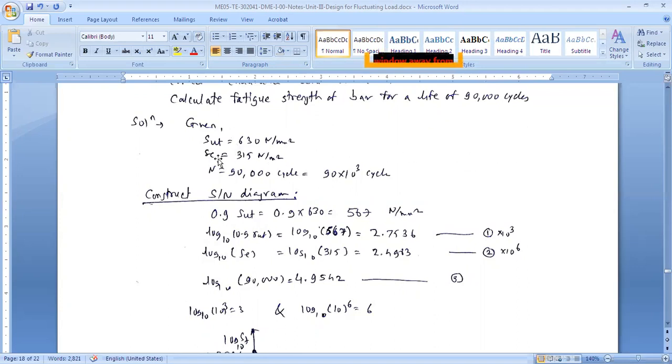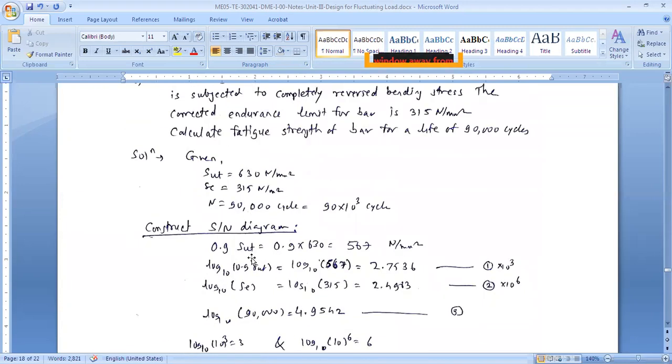So we have given three things, and now for each, Sut and Se, we will plot points, and then from the graph, for the given number of cycles, we'll calculate the strength, right? So first, we will be plotting a point on which y will be 0 for that.